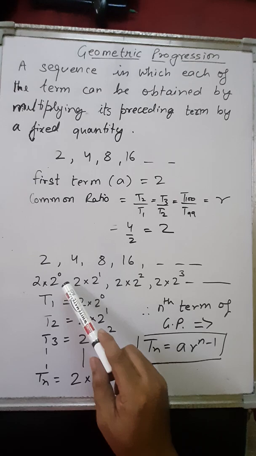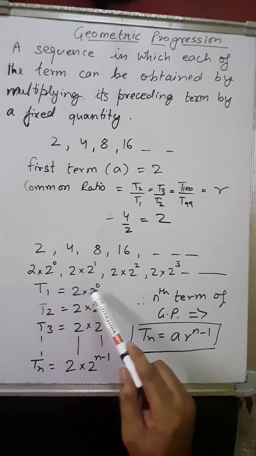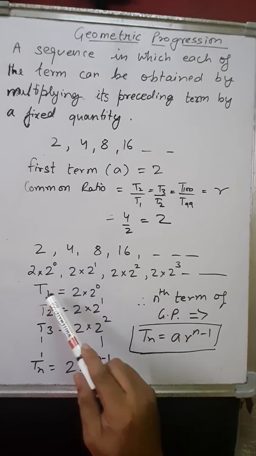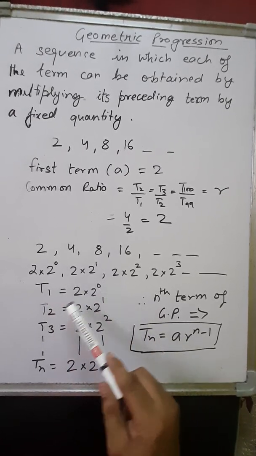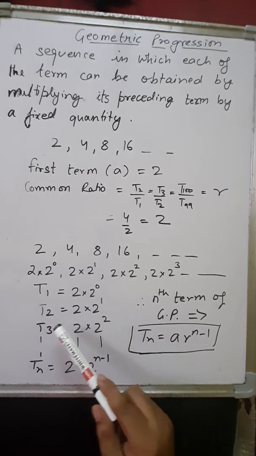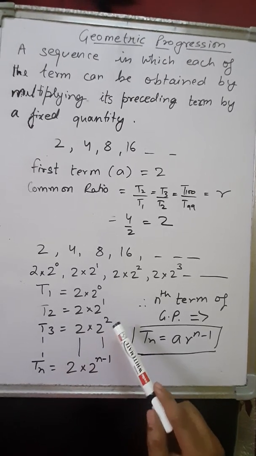Now when we observe, we see that the first term is 2 into 2 to the power 0. The second term is 2 into 2 to the power 1. When 1 is there, power 0 is there. When 2 is there, power 1. When 3 is there, power 2. That means for a particular term, you will get the power of the common ratio 1 less.